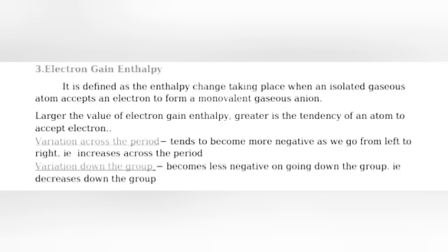3. Electron gain enthalpy. It is defined as the enthalpy change taking place when an isolated gaseous atom accepts an electron to form a monovalent gaseous anion. The larger the value of electron gain enthalpy, the greater is the tendency of an atom to accept an electron. Variation across the period: it tends to become more negative from left to right, that is, it increases across the period. Variation down the group: it becomes less negative on going down the group, that is, it decreases down the group.